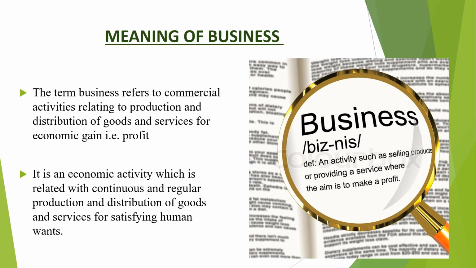So business is an economic activity which is related with continuous and regular production and distribution of goods and services for satisfying human wants. For any activity to be considered as business, it is very important that the activity is regular and continuous in nature. If you are manufacturing some kind of goods and distributing them to people, then you have to see to it that the activities are done on a continual, regular basis. A one-time activity cannot be considered as business.